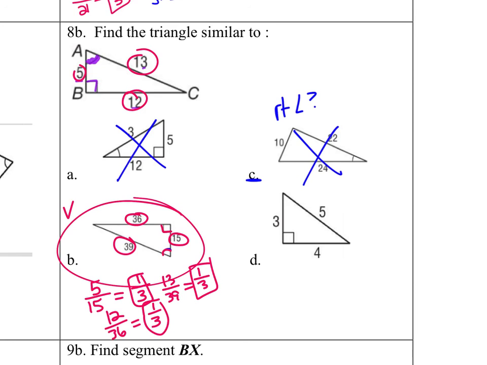Let's check the last one. Here we have a standard 3, 4, 5 triangle. Even though both of these are Pythagorean triples, we'll learn about those next unit, these are not proportional, okay? So the only one that is similar would be option B.